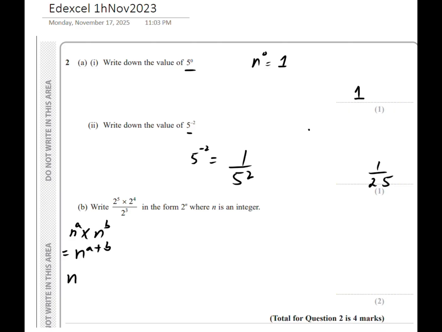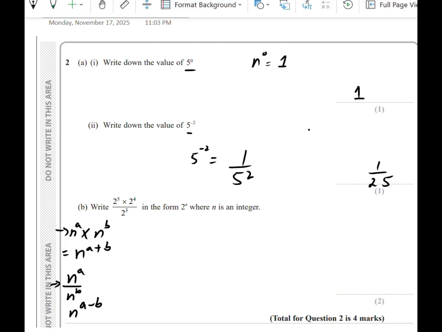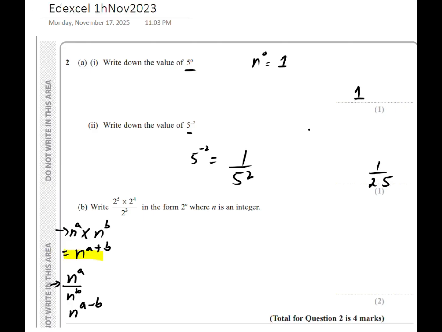And if two same digits are being divided, their powers can be subtracted. These are two very important laws of the indices. You have to remember them. So it can be written as n to the power of a minus b. Now using these two laws, we're going to solve our question. Okay, so this is the first law and this is the second one. We're going to be using these two laws to solve our question.